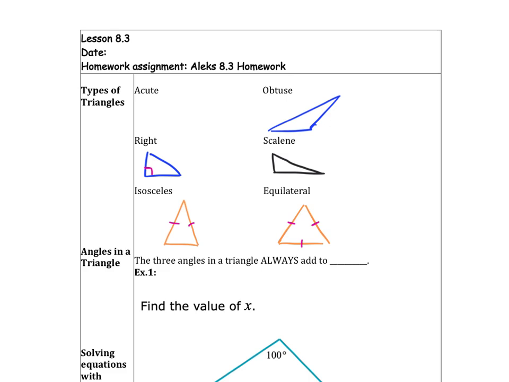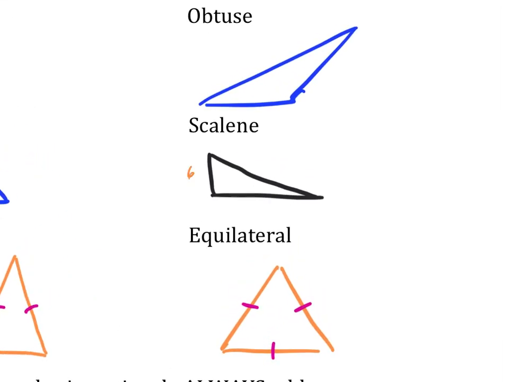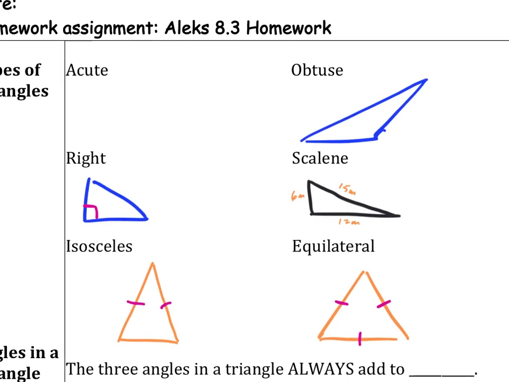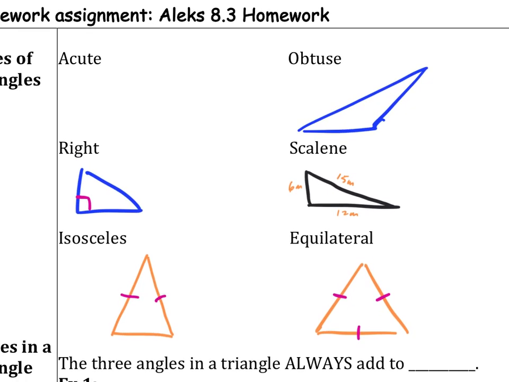Like you might say that this one is 6 meters, this is 12 meters, and this is 15 meters. All of the sides are different lengths. In an acute triangle, all the angles are less than 90 degrees. So you have the ones that are based off their angles, which are acute, obtuse, and right, and the ones that are based off their side lengths, which are scalene, isosceles, and equilateral.